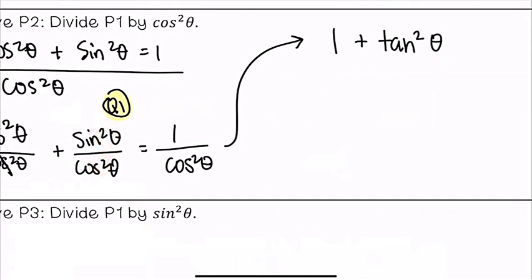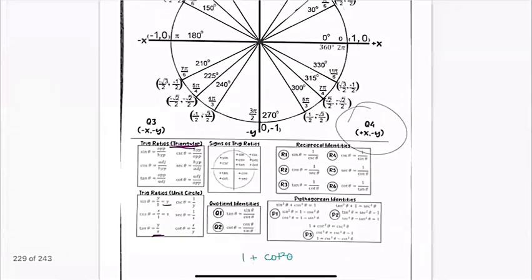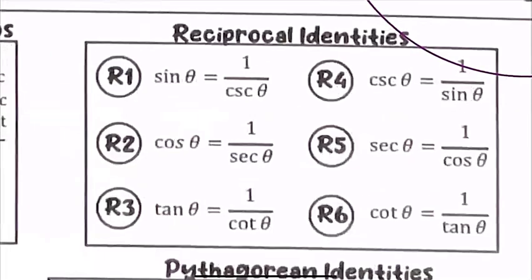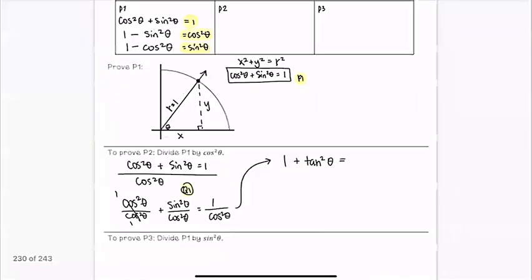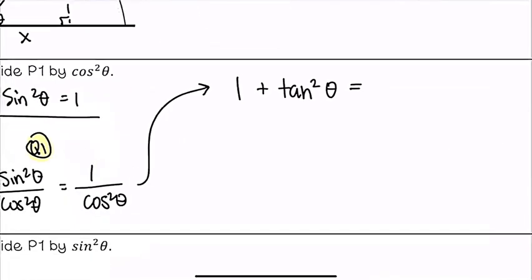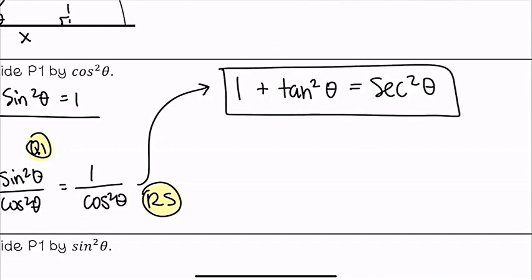And then we have an equal sign. And then I have 1 over cosine squared. So I'm going to look back over here. And we're looking for 1 over cosine. You can see that is right here. It's R5. And that is secant. So per R5, 1 over cosine squared would be secant. And that's also going to be squared, obviously, because the cosine was squared. And this is P2.